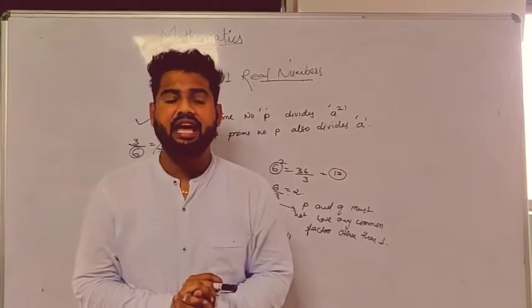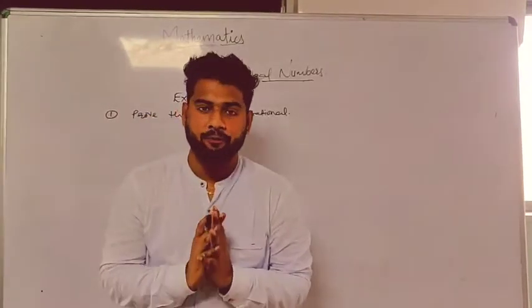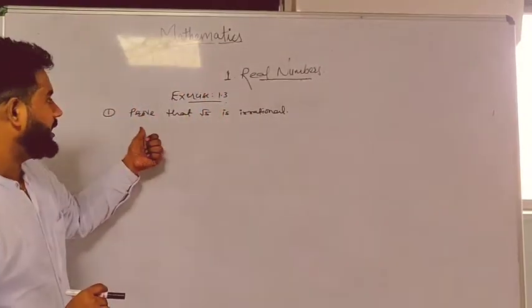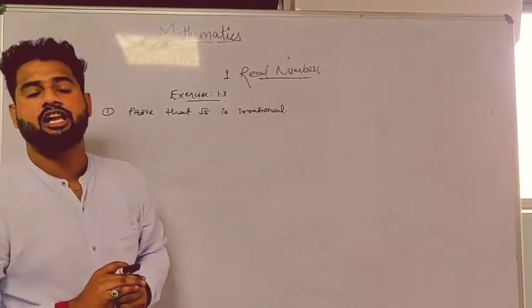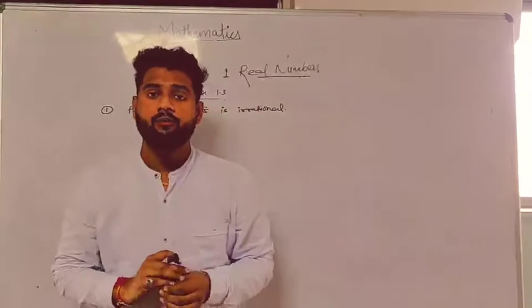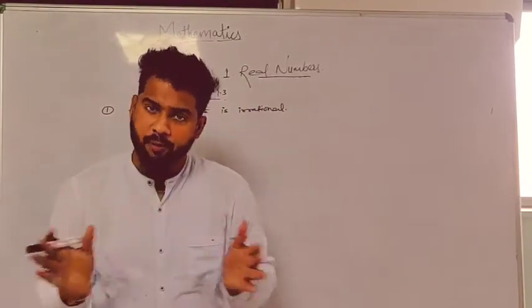Let us start exercise number 1.3. Okay students, so let us start exercise number 1.3. The very first question of exercise 1.3 is: prove that root 5 is an irrational number. Now what is the meaning of an irrational number? The number which will have a non-terminating and non-recurring expansion.